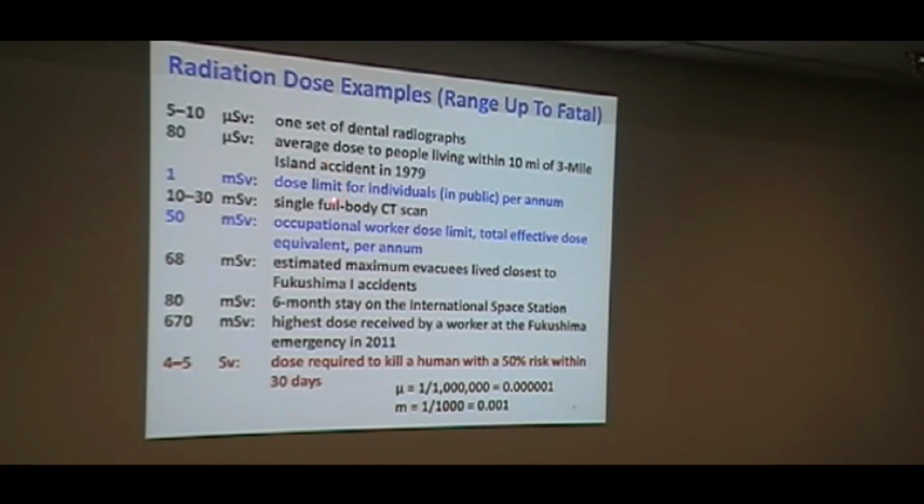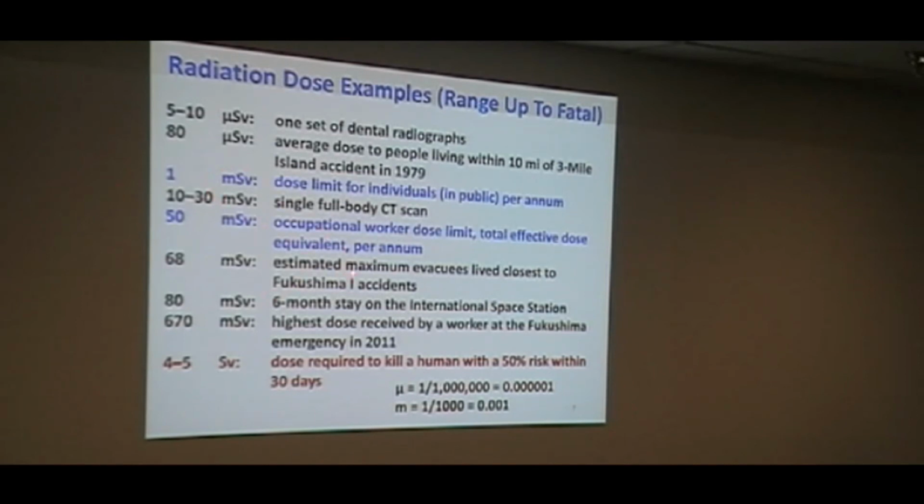But, for example, if you were in Three Mile Island, the people that were living within 10 miles of Three Mile Island got about 80 microsieverts. If you did a CAT scan, and many of us had, I had one a couple years ago, you get something on the order of 10 to 30 millisieverts. So you get a pretty good dose.